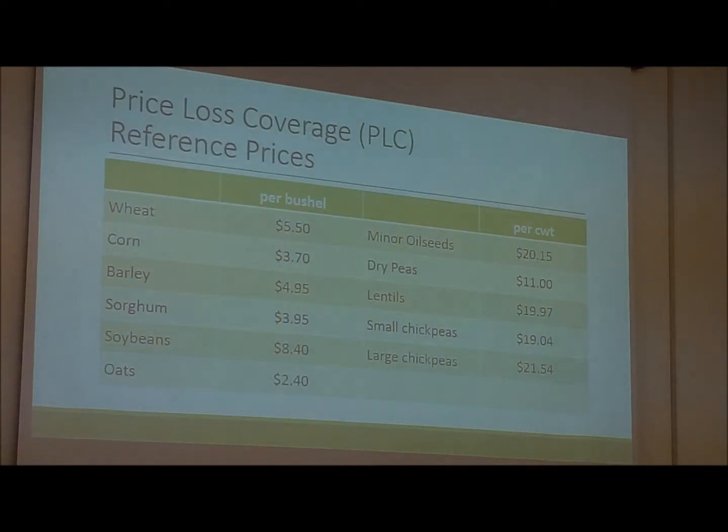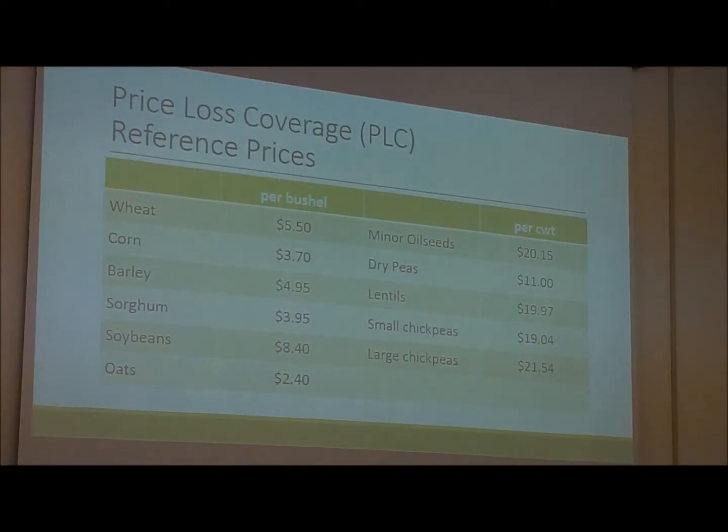So I think that $4.95 is not quite as attractive a reference price for barley as it first looks like. Not saying it isn't going to be. In fact, I'd still encourage PLC as a choice for barley, and when we get to a spreadsheet, you'll see why. Some of the other soybeans, $8.40: is the soybean price going to fall below $8.40 in the next 5 years? If it does, it'll trigger a PLC payment. If not, there's no PLC payment for it.